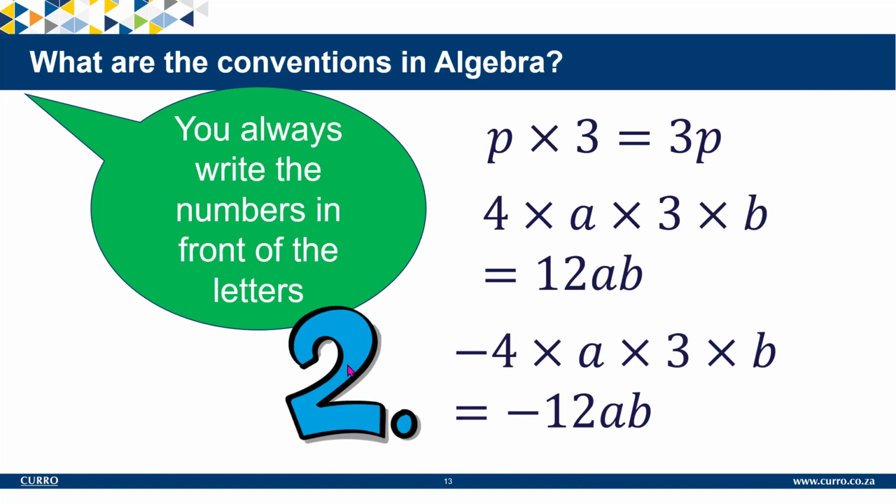You always write the numbers in the front of the letters. Look, we know that p times 3 is the same as 3 times p, but we never write p3. We write 3p. And in this one, remember, you can multiply the 4 by 3. It gives you 12. So it's not 43. It's 12ab. And negative 4 times 3, and negative times a positive, is negative 12ab.